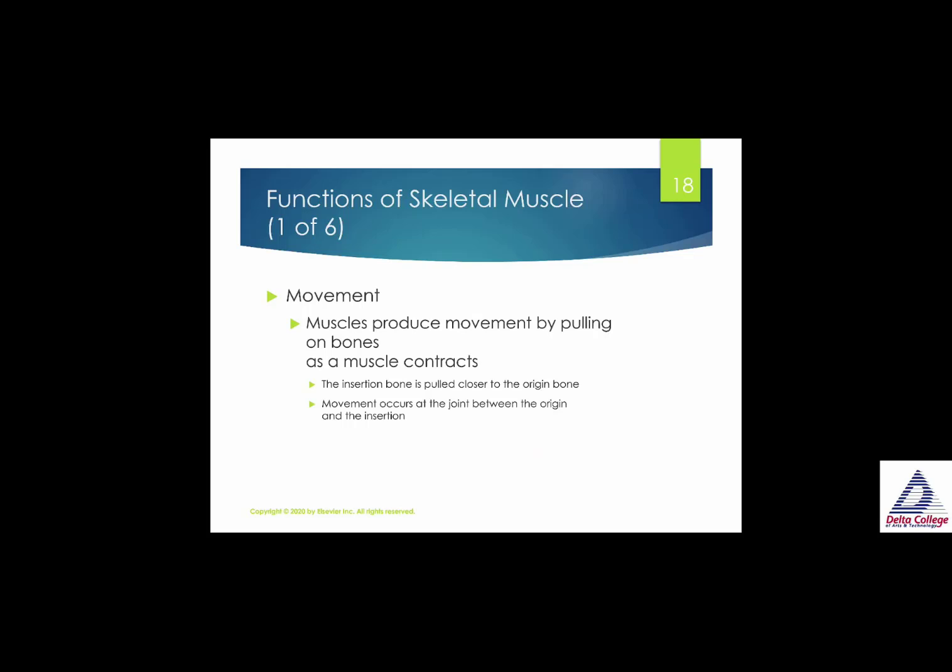So, movement. Muscles produce movement by pulling on bones as a muscle contracts. The insertion bone is pulled closer to the origin bone. Movement occurs at the joint between the origin and the insertion.